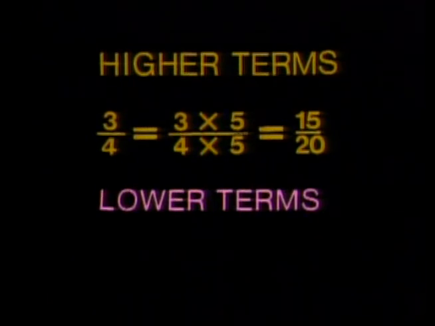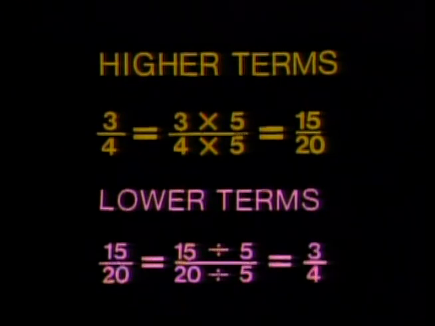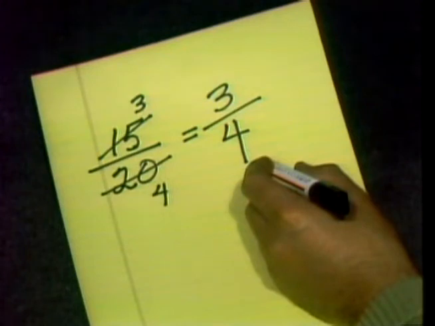Suppose, for example, we're asked to reduce the fraction 15/20. Maybe you remember what to do. You examine the numerator and denominator and recognize that each is a multiple of 5. So you divide numerator and denominator by 5. Or, as we say, you divide through by 5. The result is 3/4. We've renamed 15/20 in lower terms. We can write it out as shown, or use this shortcut, which is probably familiar to you.